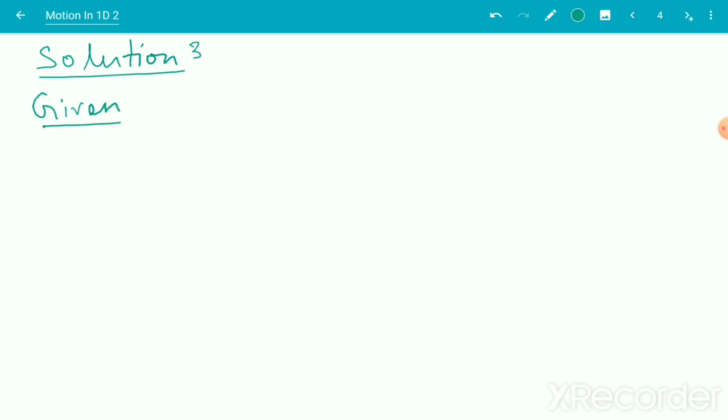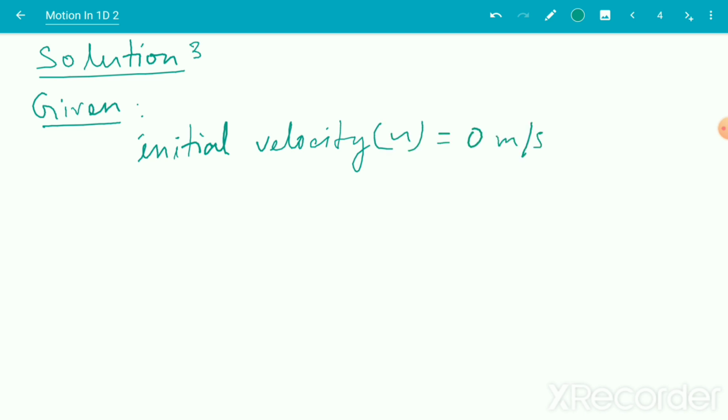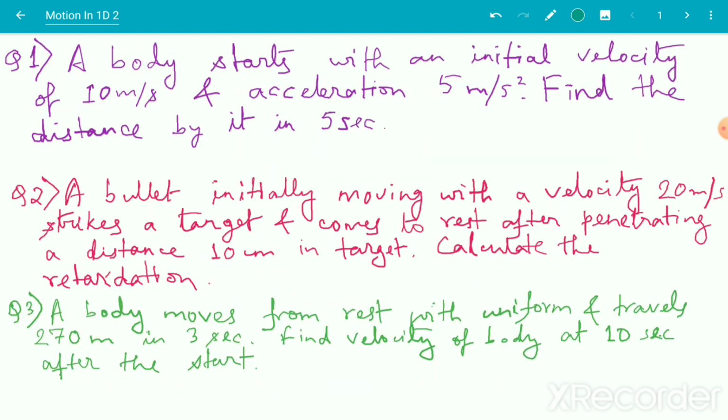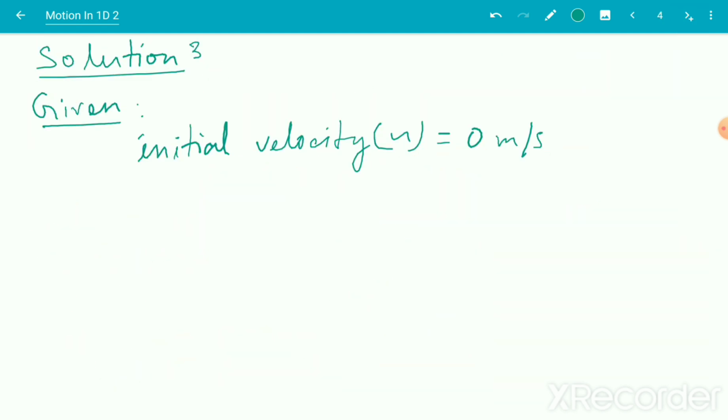So given, initial velocity u is equal to 0 meter per second. Next, what other information has been given? It travels 270 meter in 3 seconds. So time has been given, 270 meter in 3 seconds.